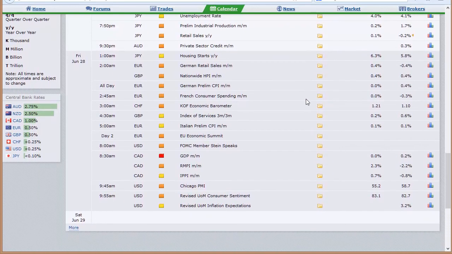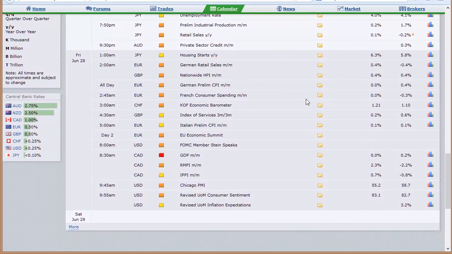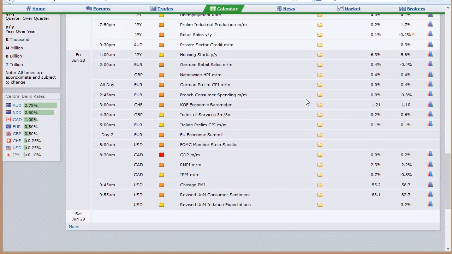That takes us into Friday, where we've got housing starts, German retail sales, nationwide HPI out of the UK, German preliminary CPI, French consumer spending, Italian preliminary CPI, and then from Canada, their GDP, RMPI and IPPI. The U.S. has revised Michigan sentiment data and the Chicago PMI Friday morning early.